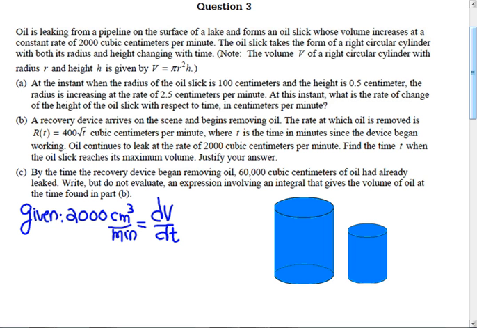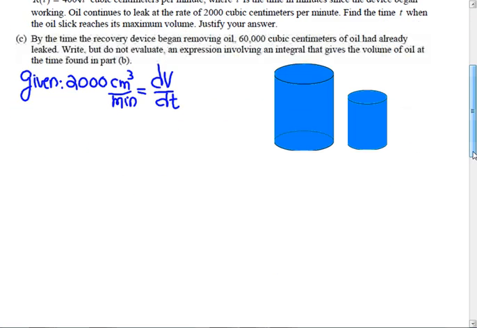Okay. Let's see. The oil slick takes the form of a right circular cylinder with both its radius and height changing with time. That's important to realize. And if you think about an oil slick, it won't be a cylinder, but for our purposes, we have to do something easy. Otherwise, we can't do the problem. And they probably would approximate. Engineers probably use a better volume.